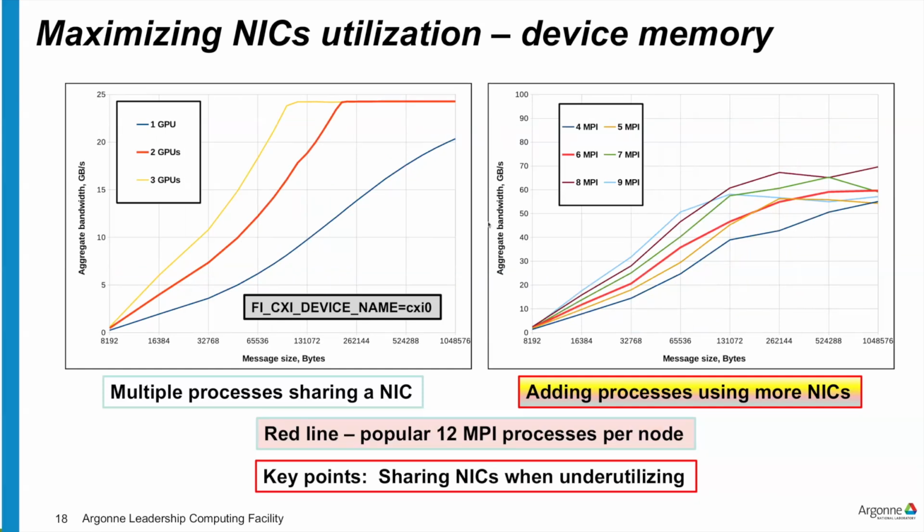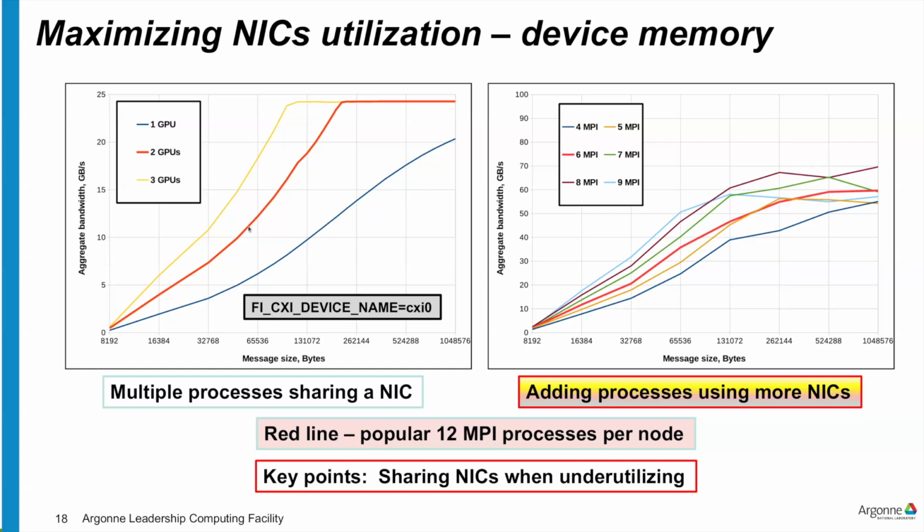This is an example for device memory. This time I've been using multiple GPUs and they are trying to inject data through one NIC, sharing the same NIC through 3 GPUs on one socket. That's what the left slide is about. And as you can see here, even one GPU cannot saturate a single NIC. So we need to have more than one GPU sharing the NIC to saturate the bandwidth of the NIC.